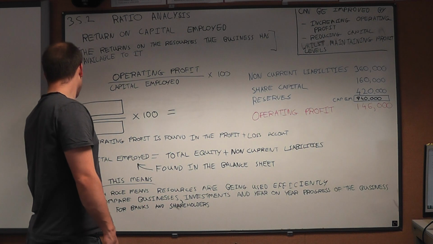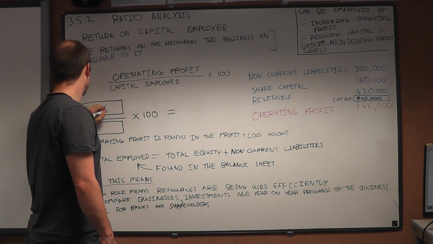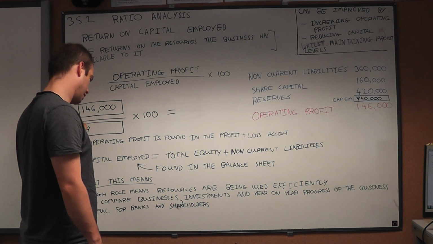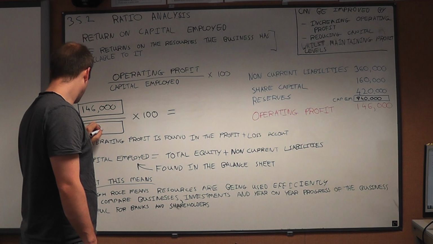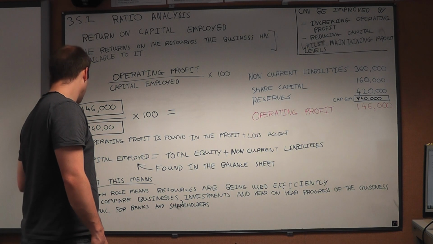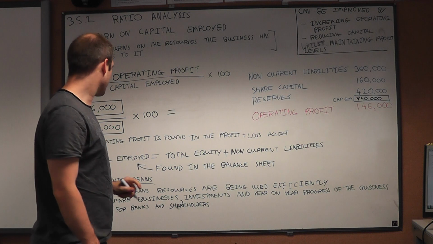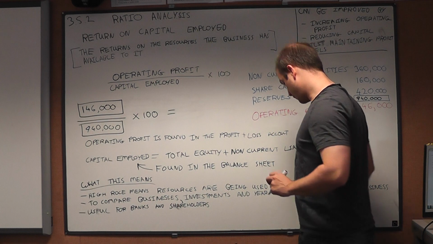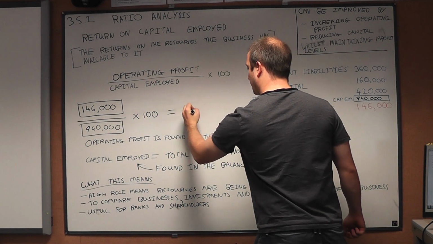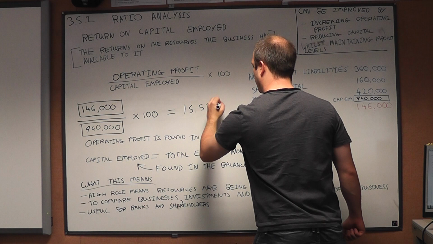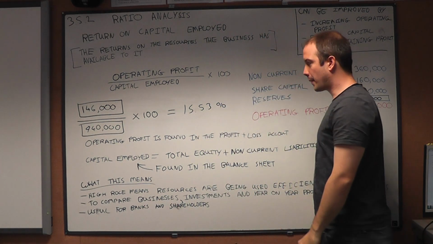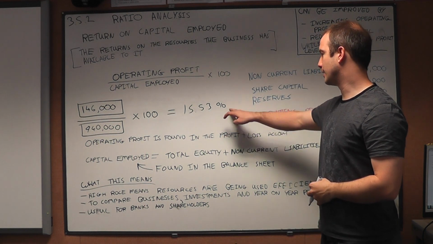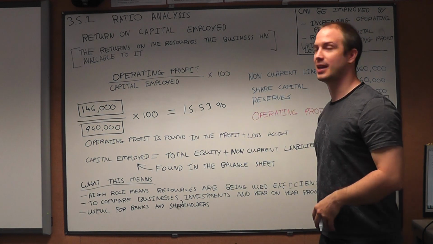So our operating profit, 146,000, and then we're going to put 940,000 on the bottom. Multiplied by 100 gives us 15.53%, which means for every pound there is a 15% return on every pound that's been put into this business, or 16% if you're rounding up.